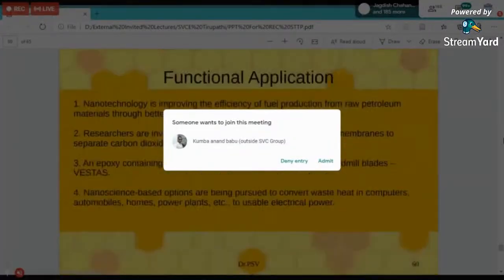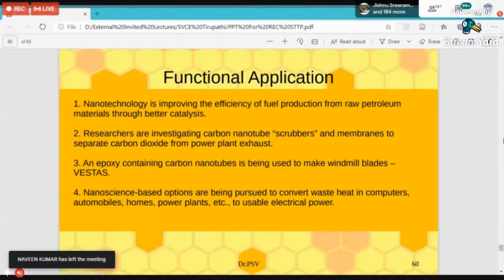Now, I'll come to the final portion of today's lecture. Functional application. Nanotechnology is improving the efficiency of fuel production from raw petroleum materials through better catalysis. So the catalytic process is improved in fuel production. Then, researchers are investigating carbon nanotube scrubbers and membranes to separate carbon dioxide from power plant exhaust. Industries have power plants, and the exhaust is polluted. The exhaust has polluted gases coming out, so you have to separate the carbon dioxide from the exhaust.